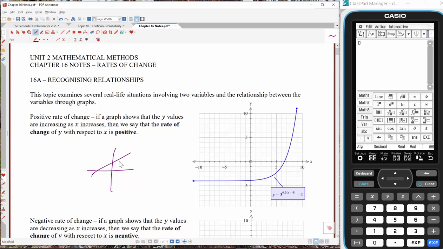Now, the thing that's different about this compared to the linear, recall, is that the gradient here is almost zero. So it's climbing very slowly here, and the gradient here is extremely large. Okay, so it's going to be a large positive value here. So the gradient differs along this line, depending on where I look on the line, but one thing is true for all values of x: it's got a positive gradient, because as x increases, so do the y values.